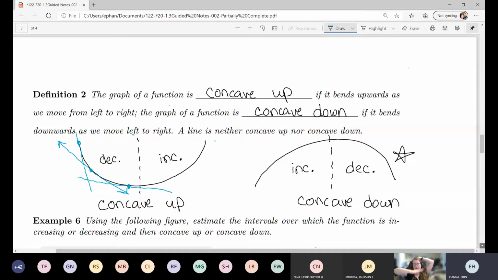If we look at these blue lines, they're getting less and less steep, right? So if you look at those blue lines that I've drawn, they're getting less and less steep as you go from left to right. And that's what we mean by bending upwards in this manner: as we move from left to right, the slopes are getting more positive. Now they're negative slopes, so becoming more positive means that it does get less steep.